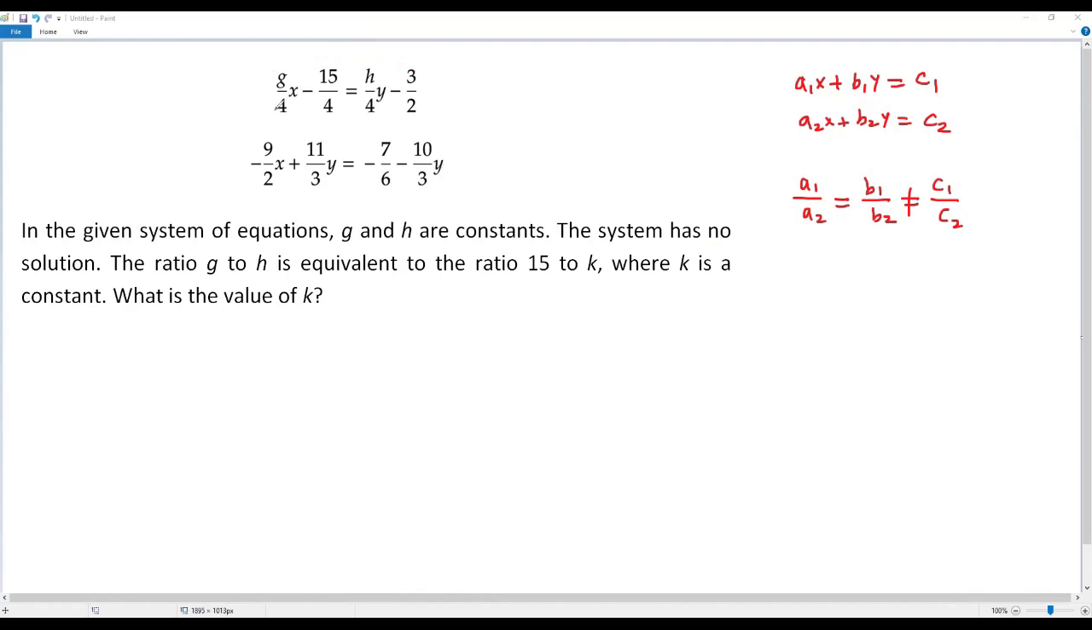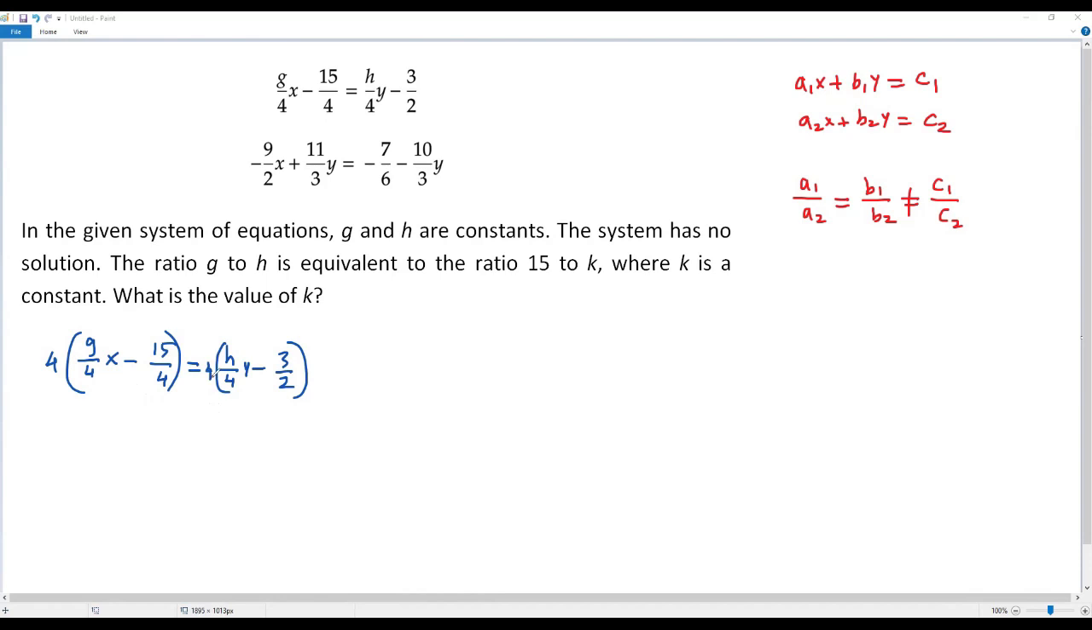Now our first work is to get both the given equations in standard form. Before that, we have to get rid of the fractions that we have in the given equations, so that the calculation process will be easier. Let me take the first equation, that is g over 4 times x minus 15 over 4 equals h over 4 times y minus 3 over 2. Now to get rid of the fractions, we have to get rid of the denominators. Here we have denominators of 4, 4, 4 and 2. The least common multiple of these denominators is 4. When I multiply both sides of this equation by 4, I'll be able to get rid of all the denominators. Then the fractions will be no more. Now let me multiply both sides of this equation by 4.